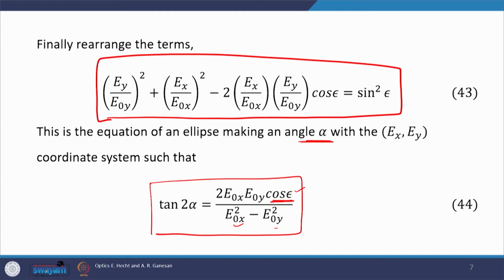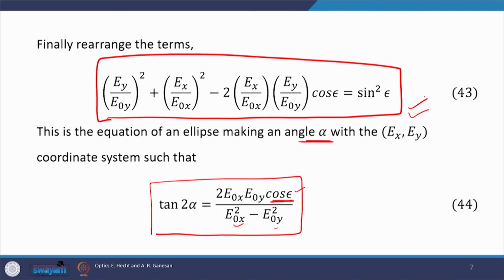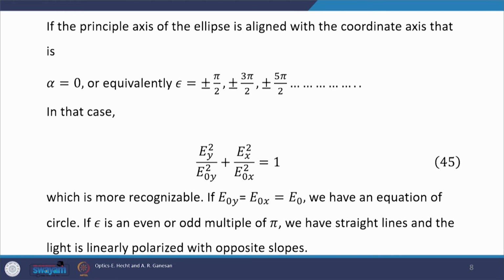Therefore, using equation 43, we can generate an ellipse whose major axis is inclined at an angle alpha with the Ex axis. This equation can further be simplified with some assumption. Let us assume that the principal axis of the ellipse is aligned with the coordinate axis.